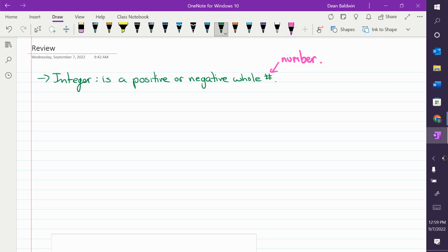So, for example, plus 2, minus 4, plus 5, minus 1,000. Those are all integers. Correct? Okay. Negative 1/2. Is that an integer? No, because it's not a whole number. Okay, perfect. Now we will talk about, and then, well, probably tomorrow, there's another number.